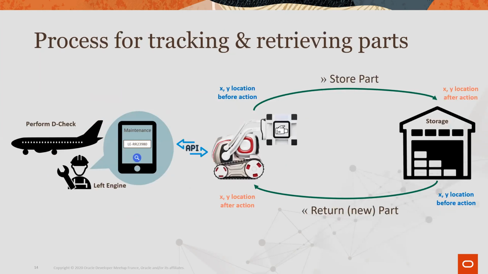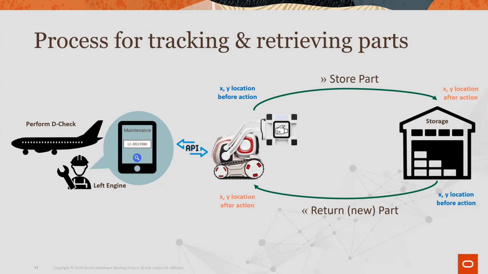So if we look at it in a way of a process, in our use case, what we want to show you is that the D-check is performed, and the maintenance guy is working on it, and he has removed the left engine. In this case he uses his tablet, which runs a web application, and he enters, okay, this is the part number, which is ready for maintenance. Through an API call, we tell our intelligent transportation robot to pick it up at the airplane on the deck and move it to the storage.